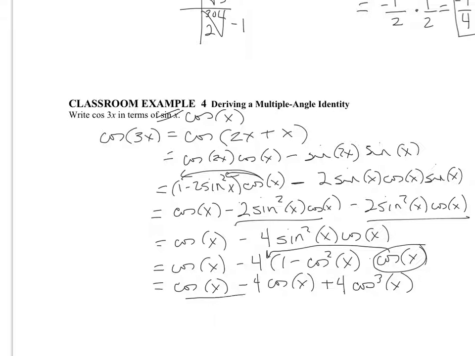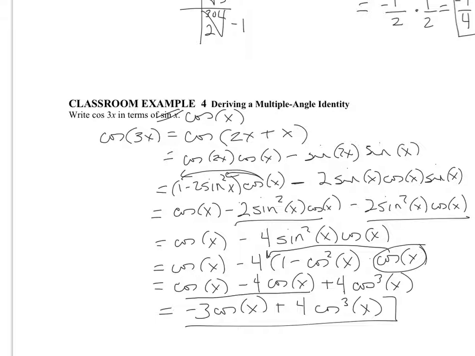I have some like terms right here. Last step, I'm going to get a negative 3 of these cosine of x terms plus 4 of cosine cubed of angle x. Now, everything is in terms of cosine of x.